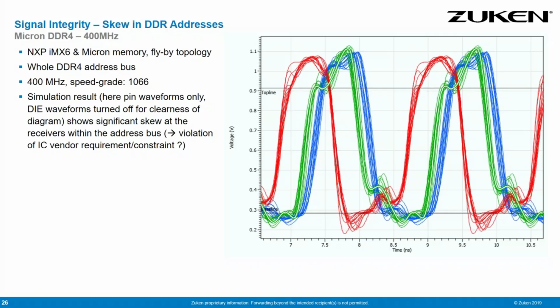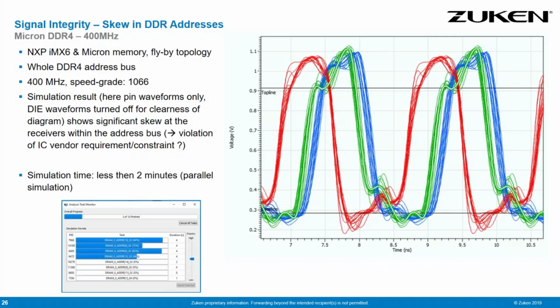It depends. You can get such an analysis result within less than 2 minutes because our simulation tool is distributing the simulation for a certain number of nets on all the different cores, and then collecting all the different results. So this process is performing a parallel simulation.